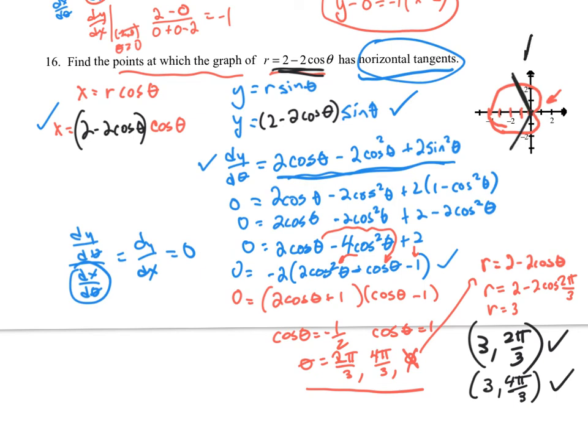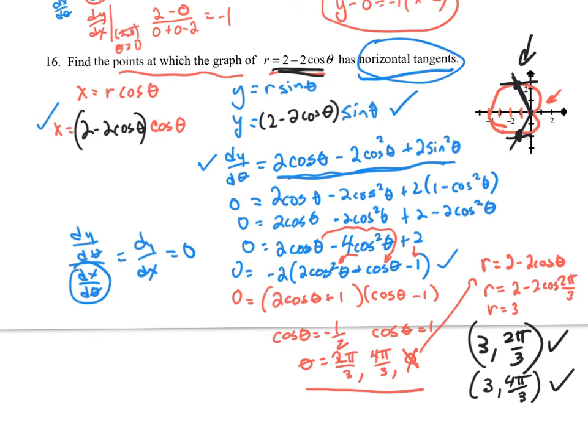How are we looking on my crude drawing here? That would be about 3 comma 2 pi over 3. That would be about 4 pi over 3 with the 3. I read that wrong, but those are the points that I'm looking at. And so those do look like I would have a horizontal tangent at each one of those points. There we go.